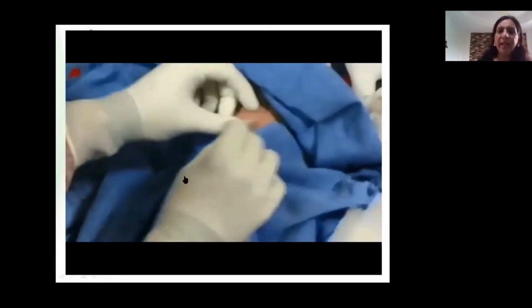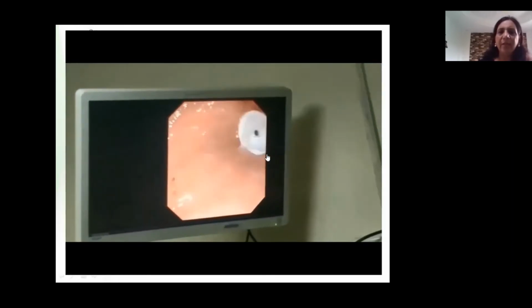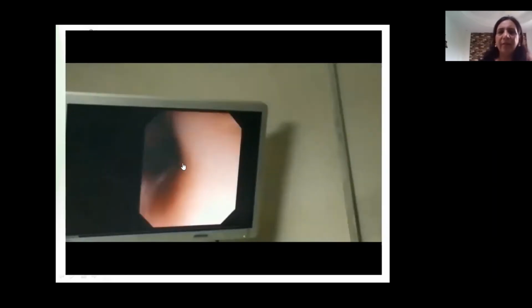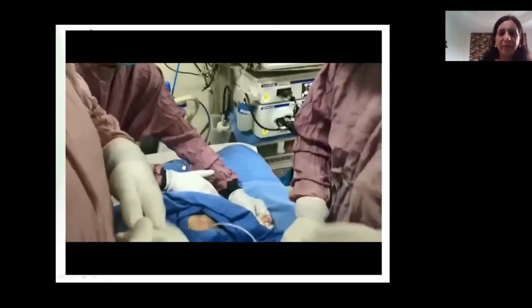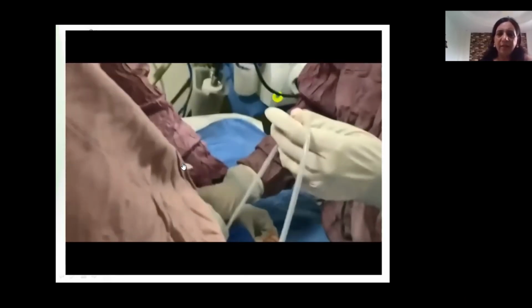It is always nice to confirm that the position is correct endoscopically again. And as we can see, the bulb is clearly visible and is at a correct place with no bleeding. We put a guard and we fix it.